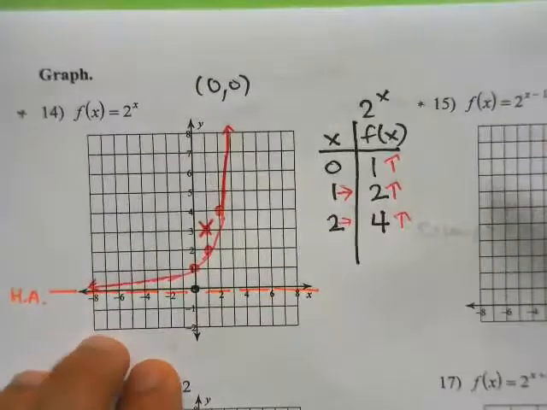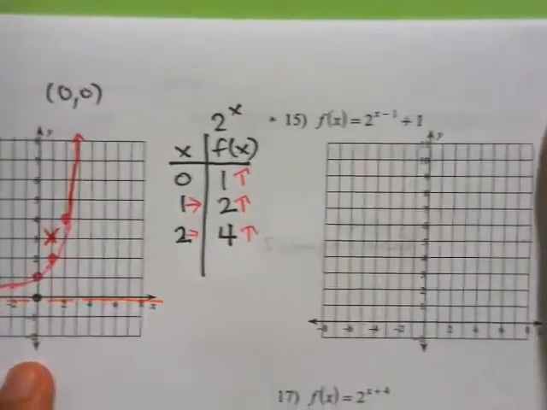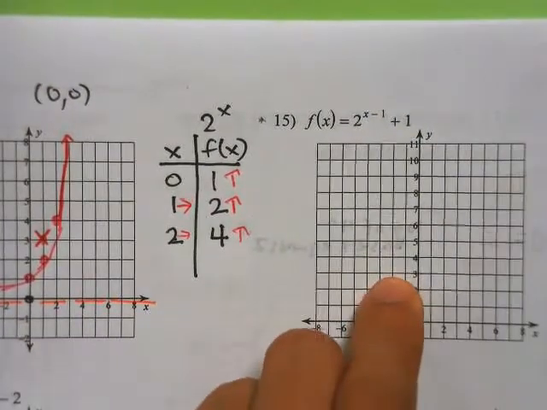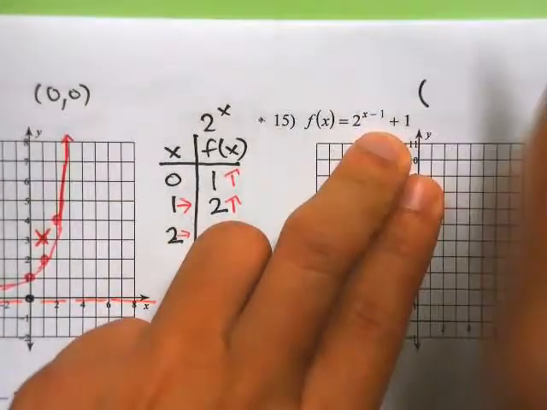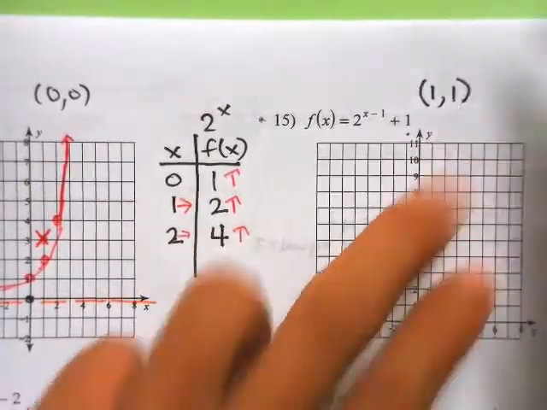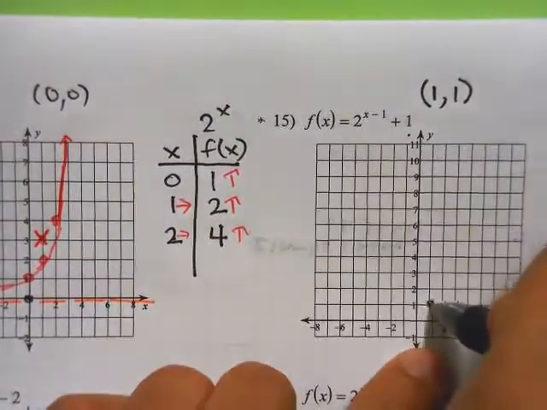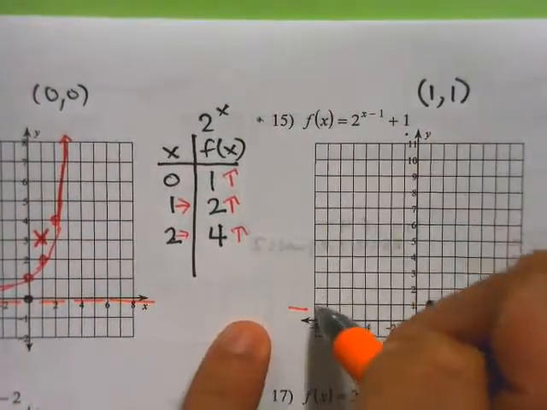I'm not going to fully do number 15, but really this is now just your other parent graphs and your functions. You need to figure out where your starting point is, and it'll help you out. Your starting point is 1, 1, comma 1 right here. Make your horizontal asymptote.